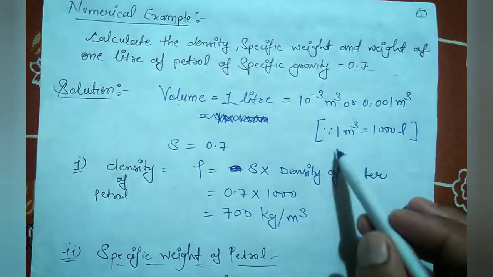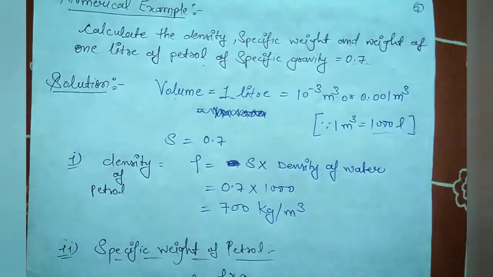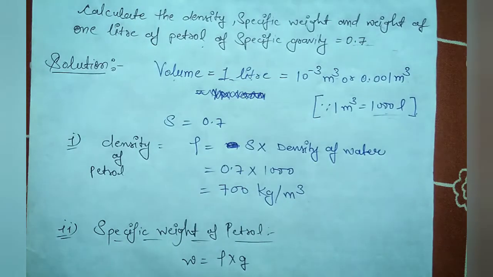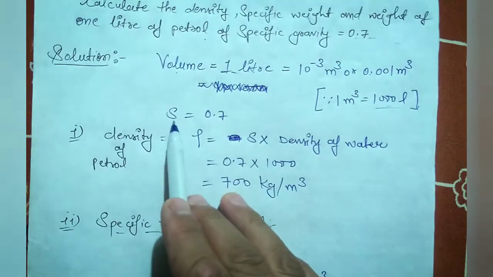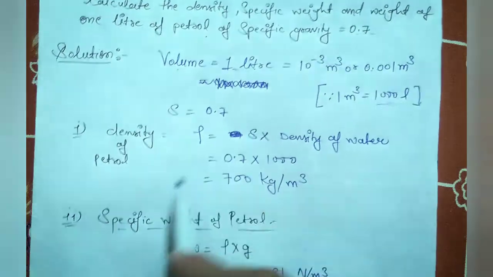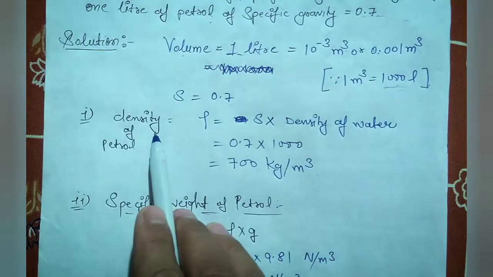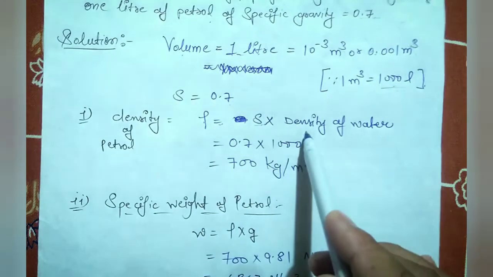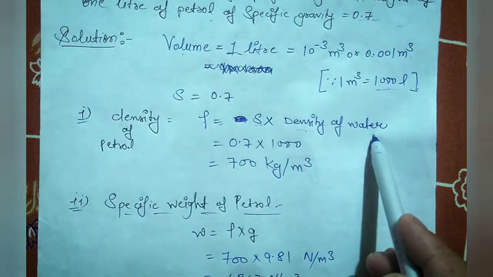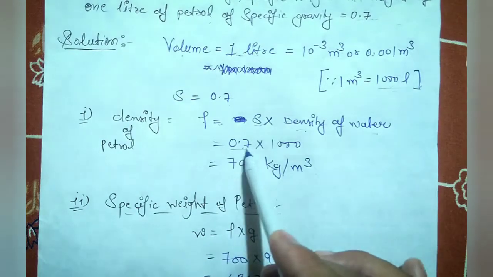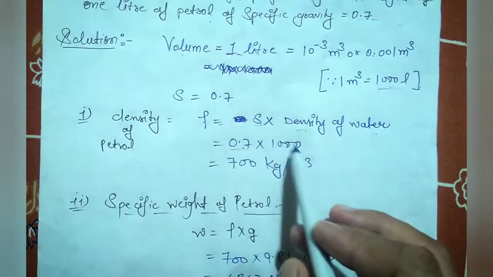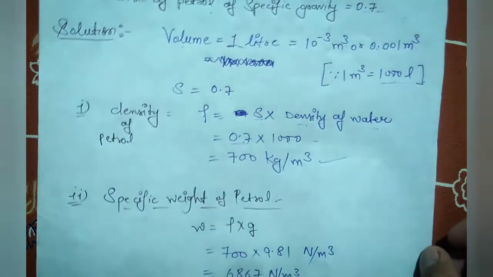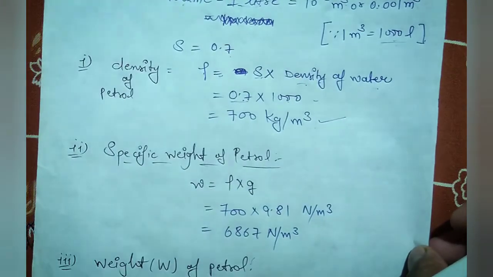Okay, because 1 meter cube is equal to 1000 liters. So you need to know about unit conversions also. Okay, so specific gravity given as 0.7 of petrol, we need to first of all calculate the density of the petrol. So we'll use the relation density is equal to specific gravity multiplied by density of water. Specific gravity is given as 0.7 and the density of water is 1000, we know that, so we can calculate the value of density of petrol. So it is coming out to be 700 kilogram per meter cube.